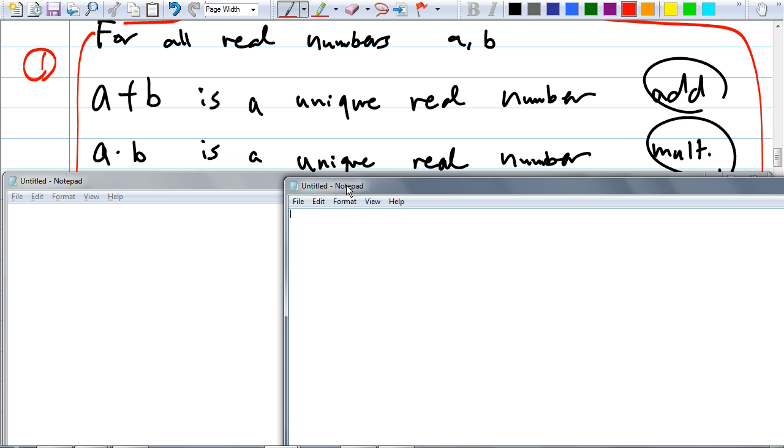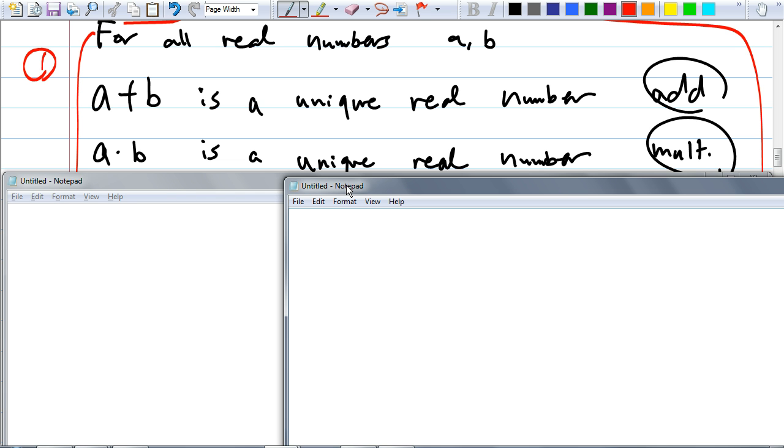Why don't they include that one in here? If you change the order, it won't work. What do you mean by that? Oh, well, yeah, it still works. 3 divided by 6 is 1 over 2. 1 over 2 is a unique real number. If you divide 3 by 6, it's always half. You know what I mean? So why don't they have one for division?